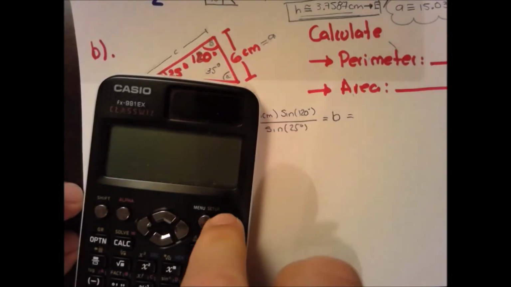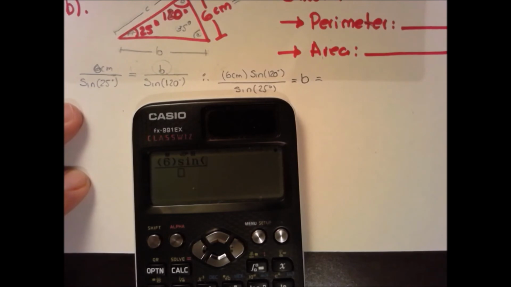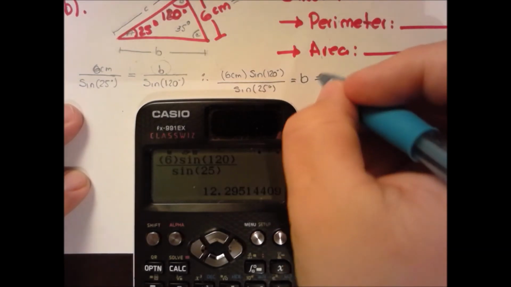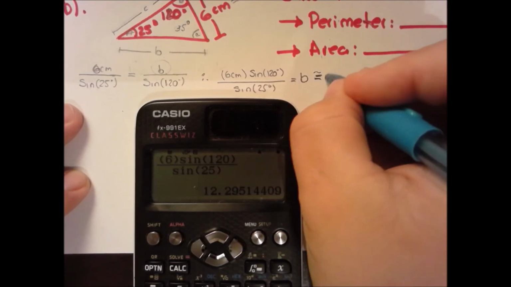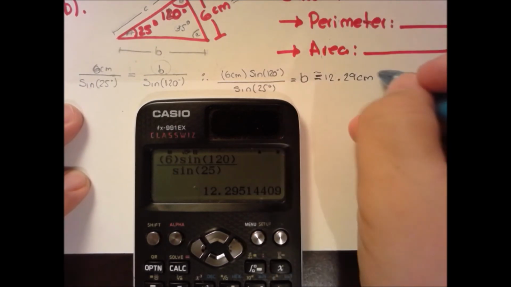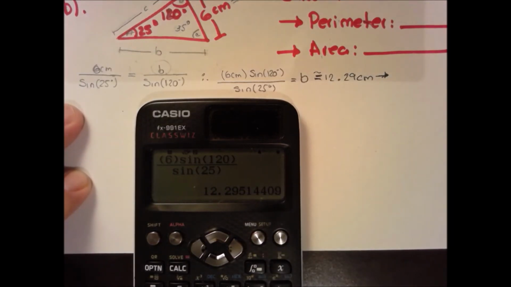So it means that the length is going to be, let's do it, 6 times sine of 120 over sine of 25, and this is going to be, in that case it's not equal, it's approximately equal to 12.29 centimeters.